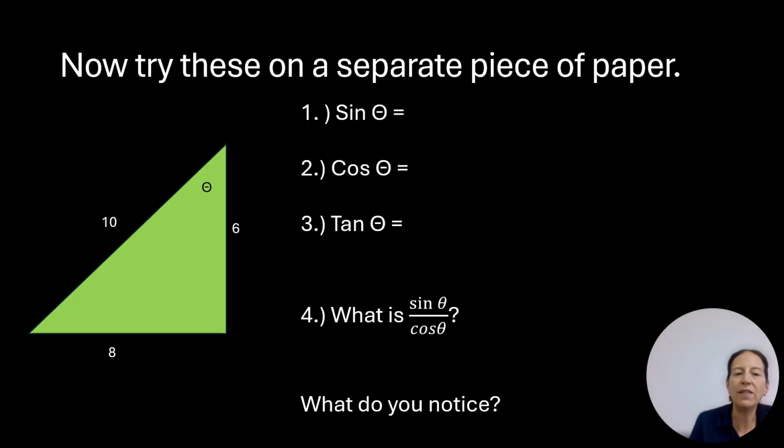All right, so try these on a separate piece of paper. If you're doing this from home, grab a piece of notebook paper and do sine of theta, cosine of theta, and tangent of theta for that triangle. That's a 6, 8, 10 triangle. Pause the video. And then we have, what is sine theta over cosine theta? And what do you notice about that? So pause the video and see what you can do with this.